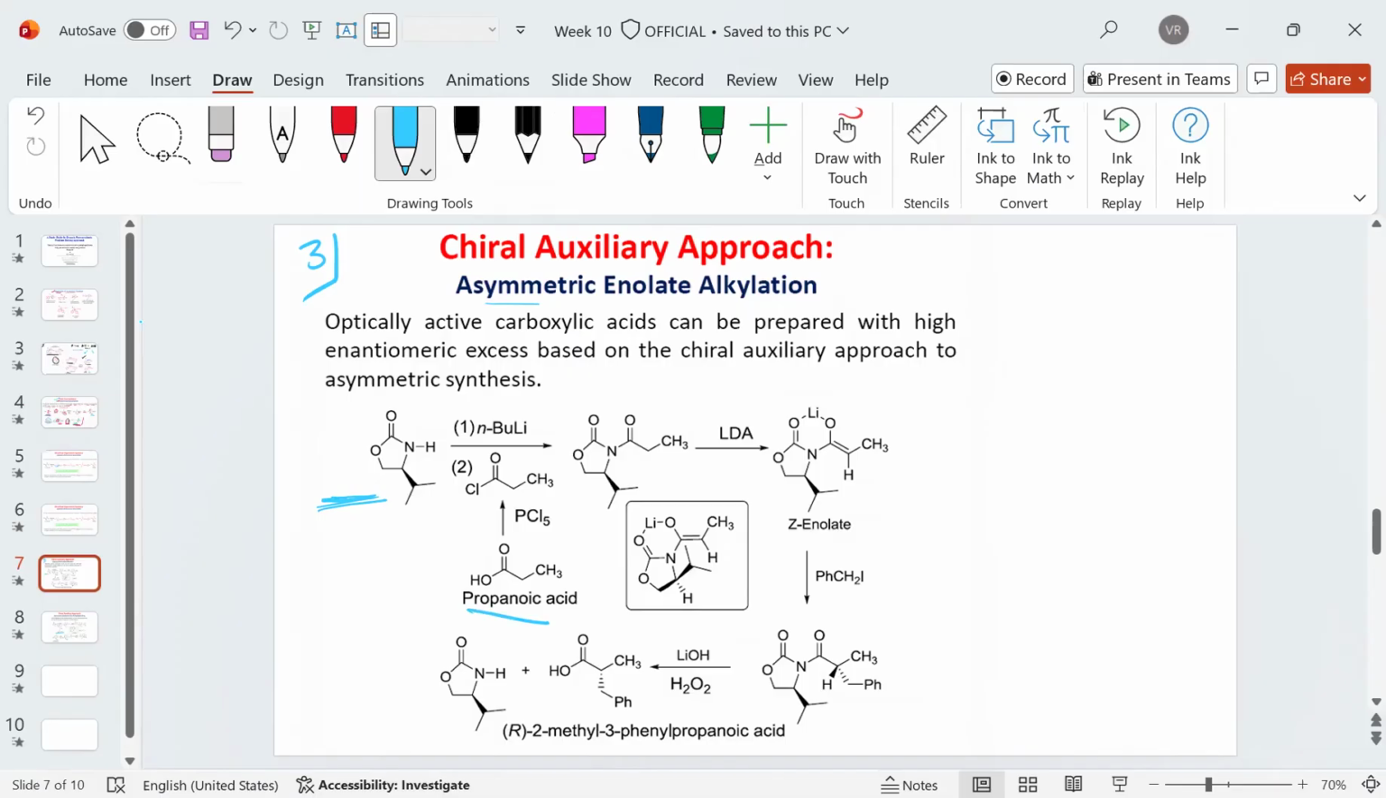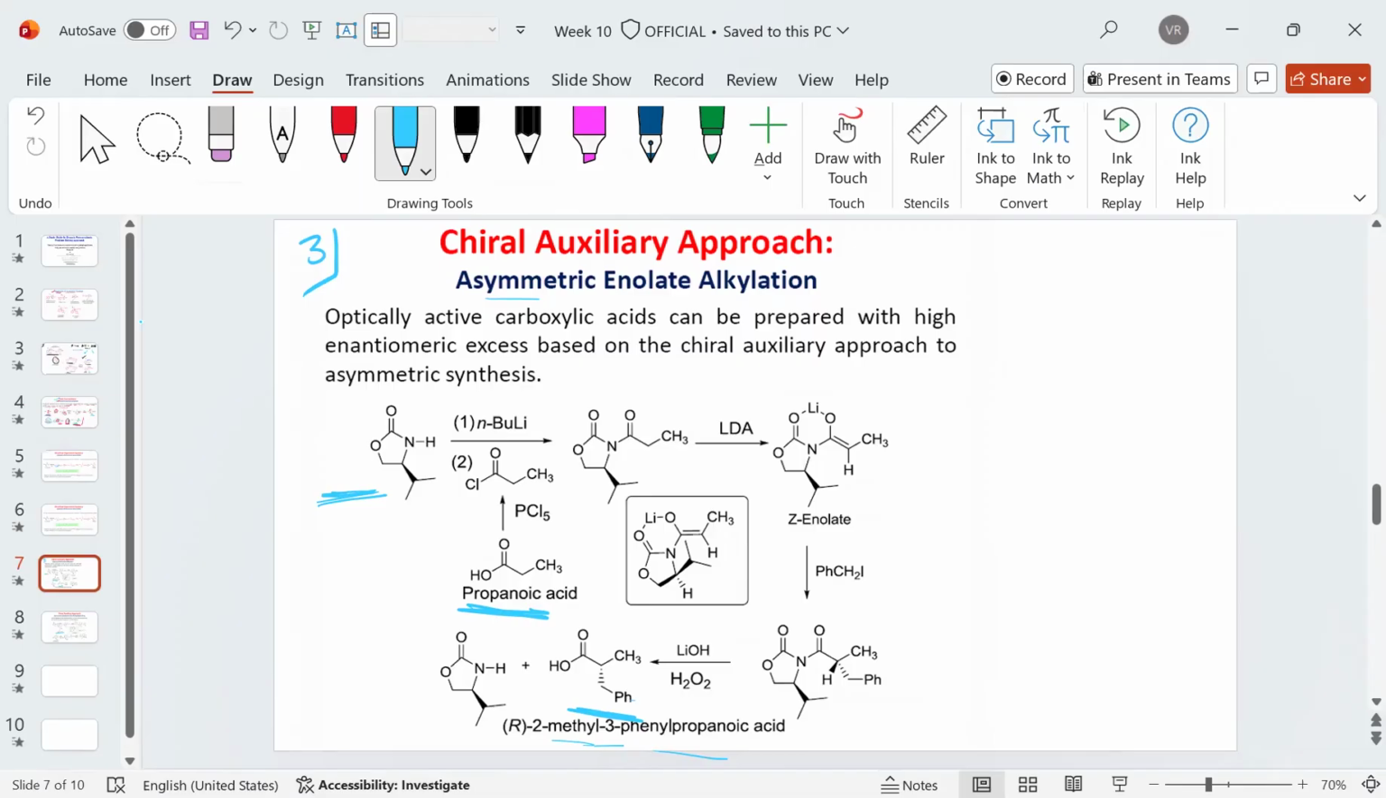In this example, we have propanoic acid. Our target molecule was this R-2-methyl-3-phenylpropanoic acid. So how can we synthesize this target molecule? For that, the approach used here is the chiral auxiliary approach. Starting from the propanoic acid, we treated it with PCl5, and the acid was converted into acyl chloride. Once this acyl chloride is formed, we couple it with this chiral auxiliary, which gets attached to this carbonyl center, right?